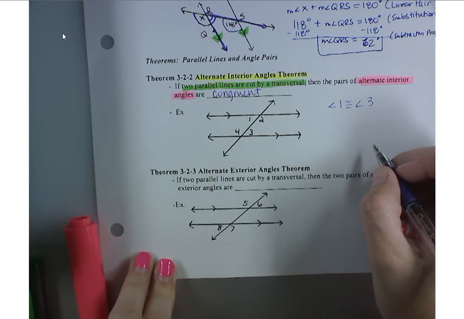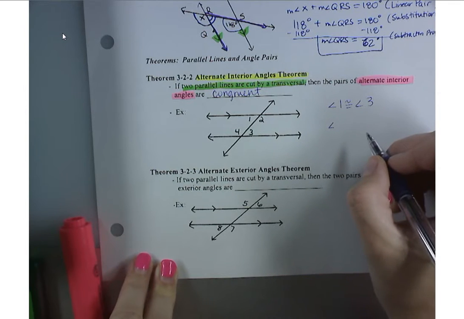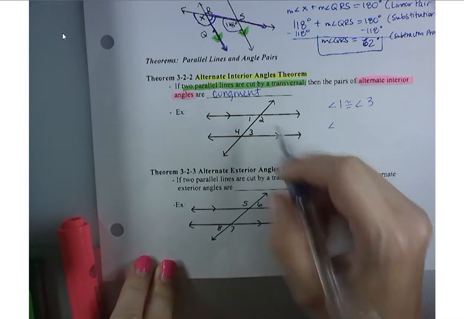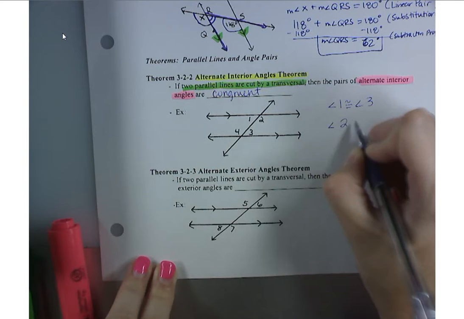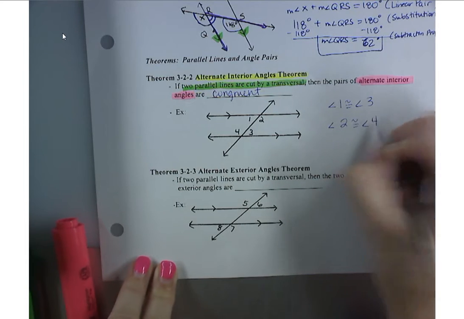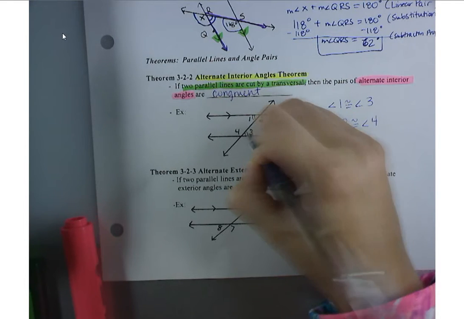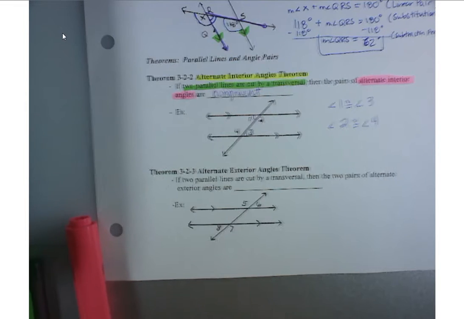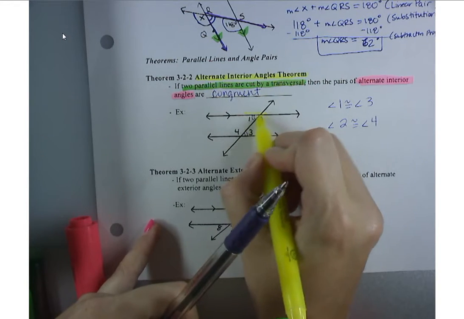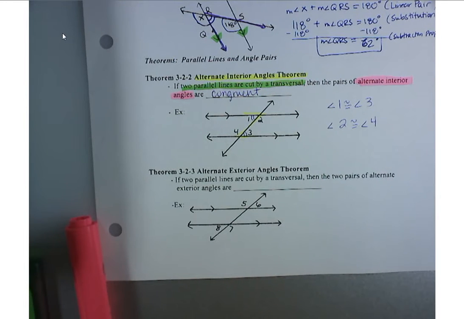Tanner, what's the other pair of alternate interior? So 1 and 3 and what else? 2 and 4. Those are alternate interior. Okay, notice with alternate interior, it kind of makes a Z or a backward Z. Can you guys see that? So if I were to make your Z here, see how those would be the inners of the Z? Or if I did a backward Z, that would be your 2 and your 4.